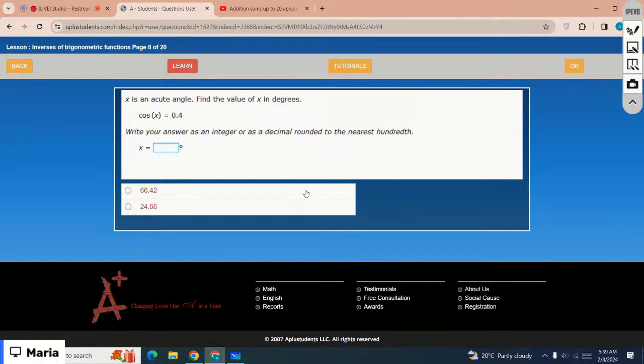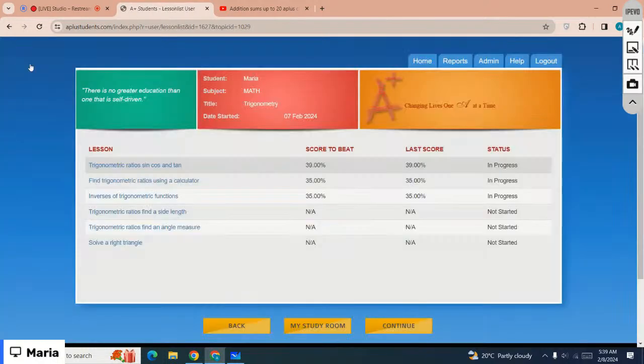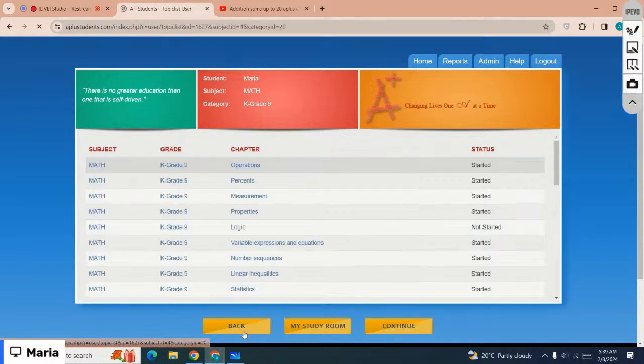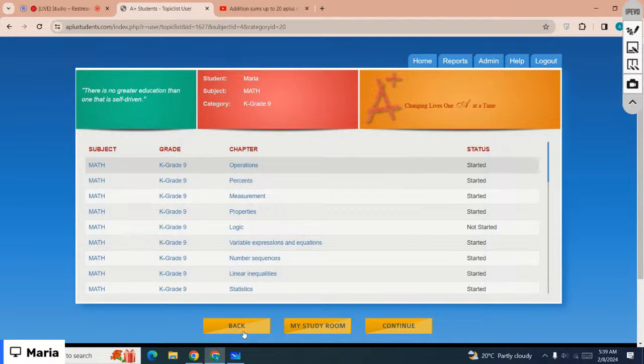Okay, you can complete the lesson by yourself later today. We were working on grade 9 math. The chapter is trigonometry, and the lessons we covered today are trigonometric ratios sine, cos, and tan, finding trigonometric ratios using a calculator, and inverses of trigonometric functions, right? Please complete all the practice questions for today's lessons before the next session. That is your homework.